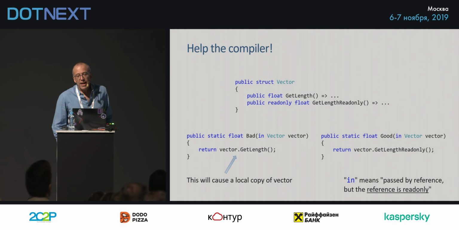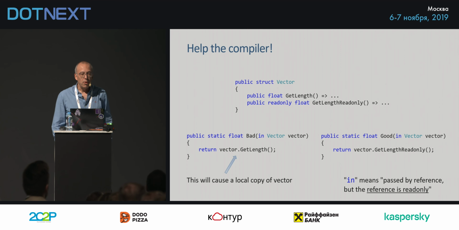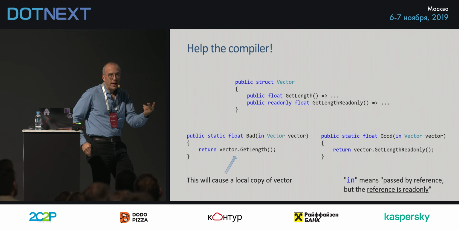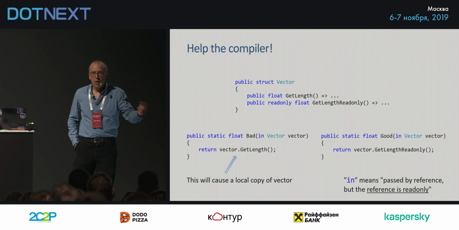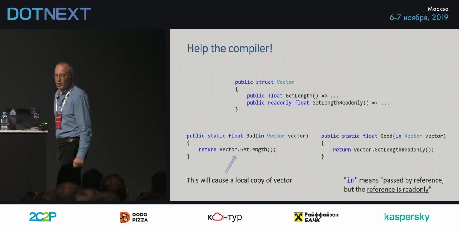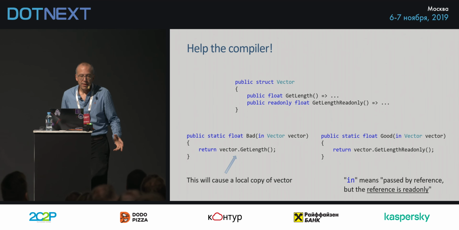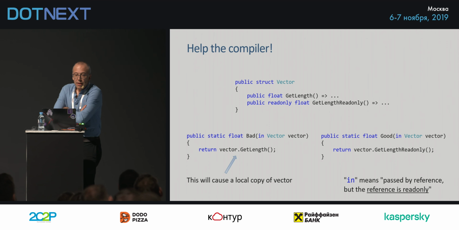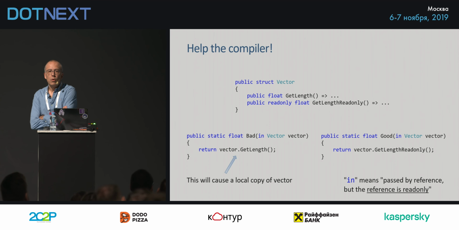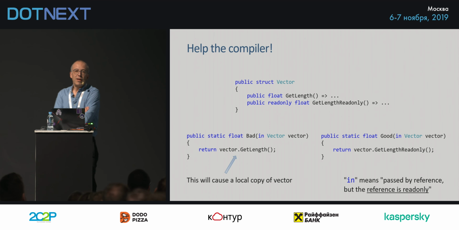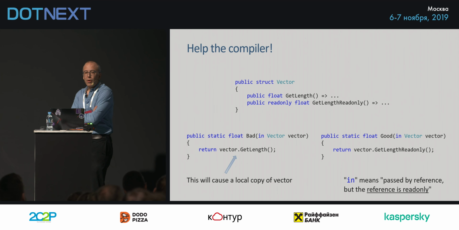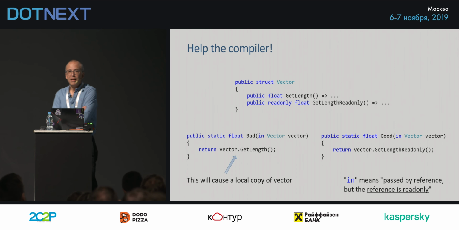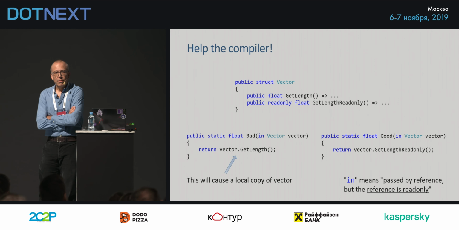If you have a vector that exposes the get length in two ways, one with read-only and one without read-only, the bad one is on the left, because of course the compiler cannot know that you are going to use a method that will not alter the state.